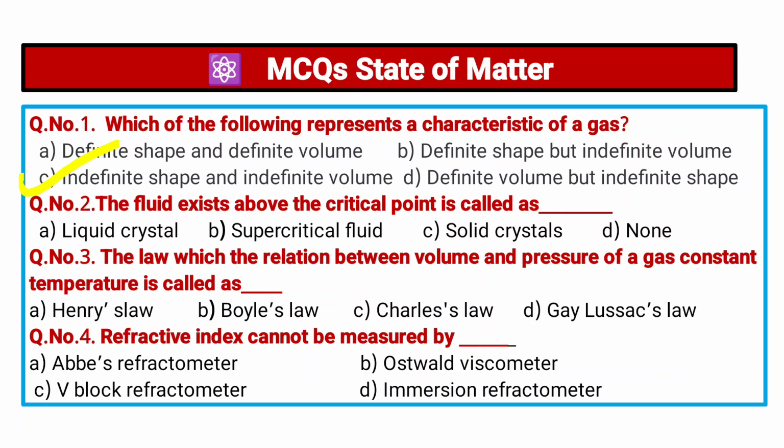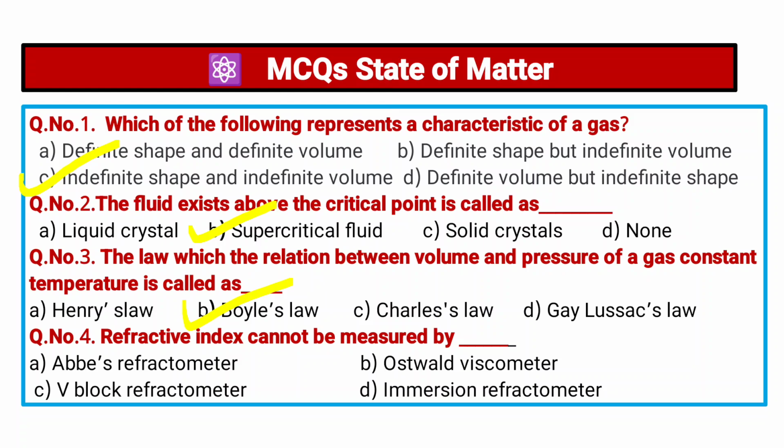Next, the fluid existing above the critical point is called supercritical fluid. The law which gives the relation between volume and pressure of a gas at constant temperature is called: A, Henry's law; B, Boyle's law; C, Charles' law; and option D, Gay-Lussac's law. So option B is correct, Boyle's law.